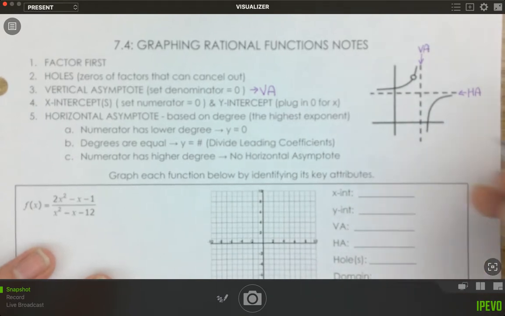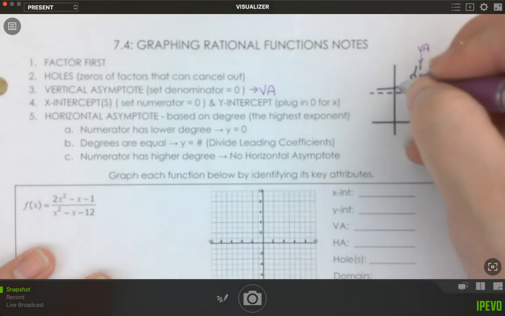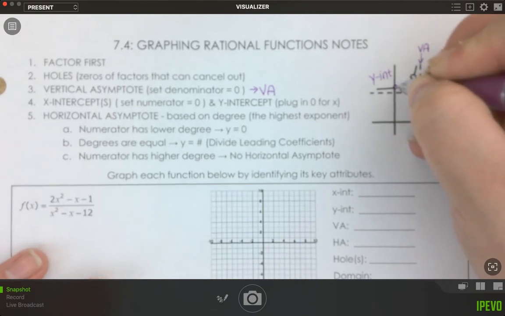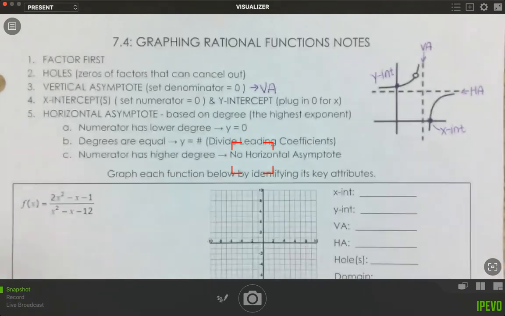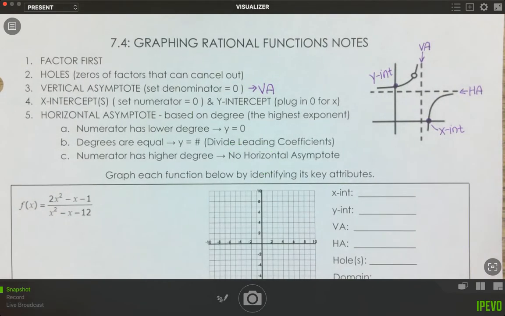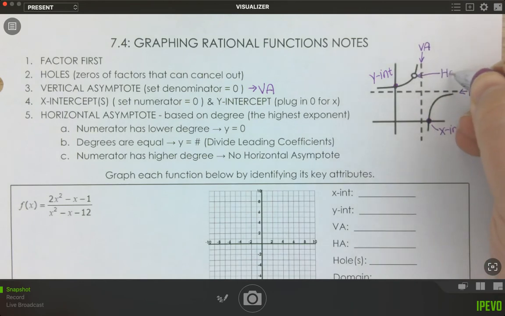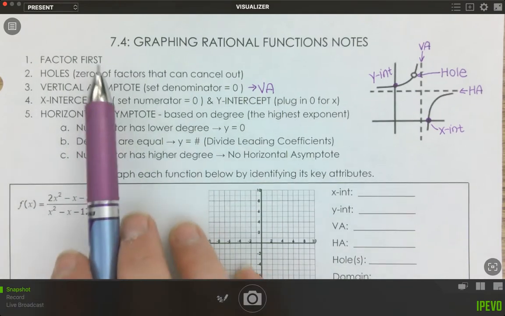Then we have pieces that we've done before, and that is the x-intercept, which is right here. And the y-intercept is right here where it crosses the y-axis. There we go, that's a little nicer. And then you'll notice that there's this kind of funky part right here. That is actually called a hole. So there's literally going to be a hole in the middle of your graph. And that's the first thing that we're going to start talking about over here.